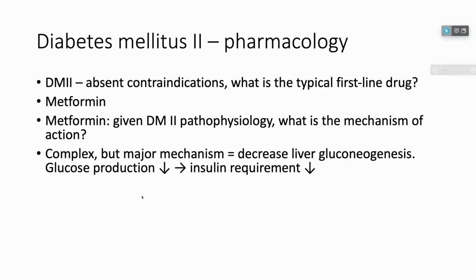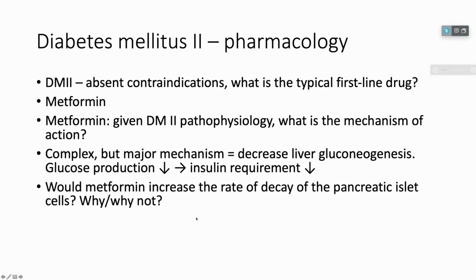They figured out that one of the mechanisms was decreased liver gluconeogenesis. It's still not entirely worked out. There are a ton of different mechanisms that are posited. Maybe it acts in the GI tract, but they know that at least part of it seems to work in the liver. It's pretty cool. So you decrease glucose production, and so you would need less insulin. So it actually works really well.